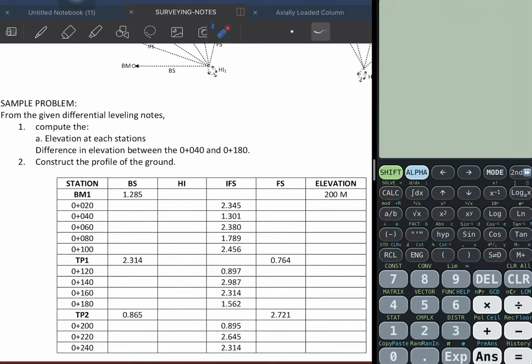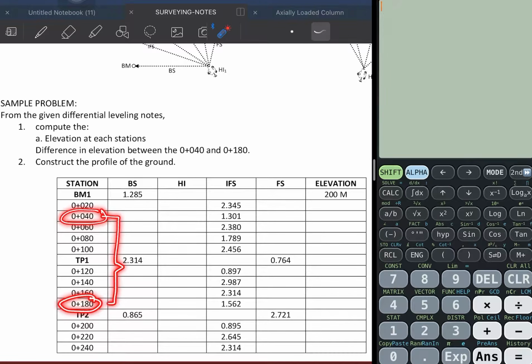Okay, class, good morning. So now let's have the profile labeling sample problem. From the given profile labeling notes, compute the elevation at each point or each station, and then you have the difference in elevation between station 040 and station 080.